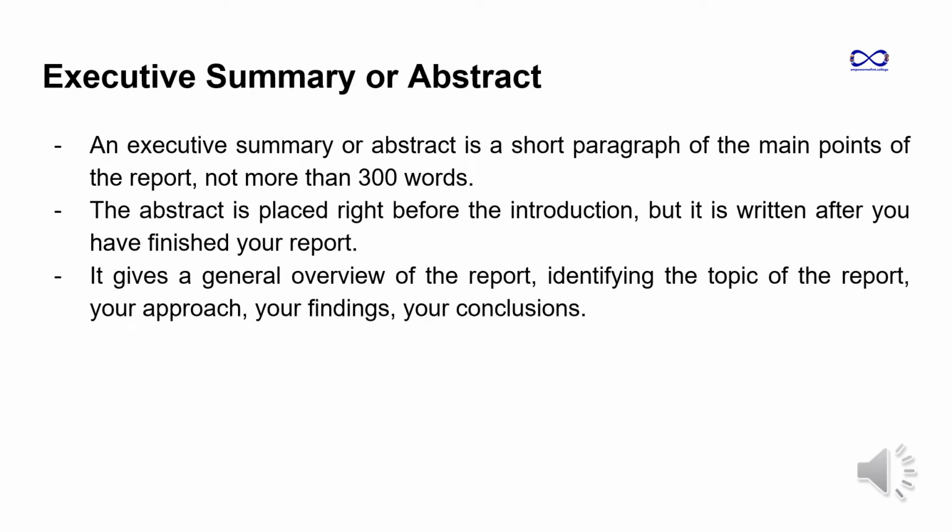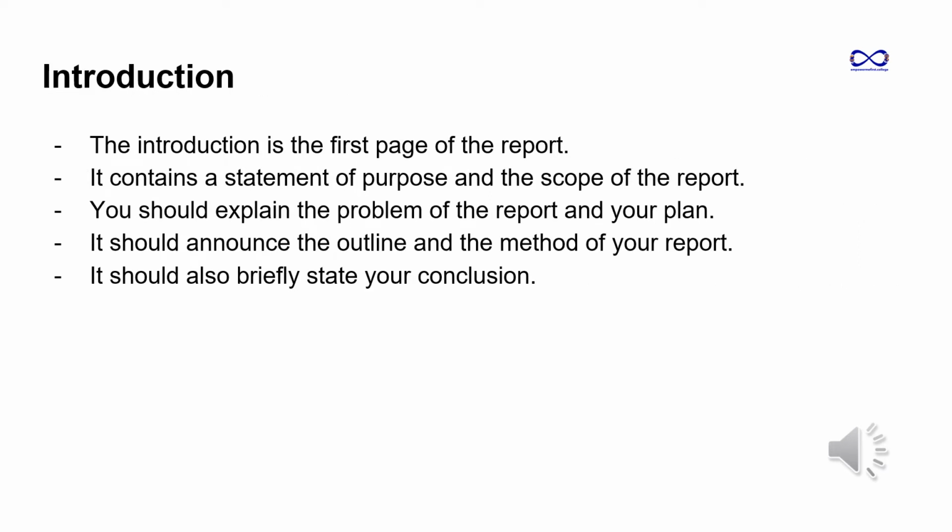The executive summary or abstract is a short paragraph of the main points of the report, not more than 300 words. The abstract is placed right before the introduction, but it is written after you have finished your report. It gives a general overview of the report, identifying the topic of the report, your approach, your findings, and your conclusions.